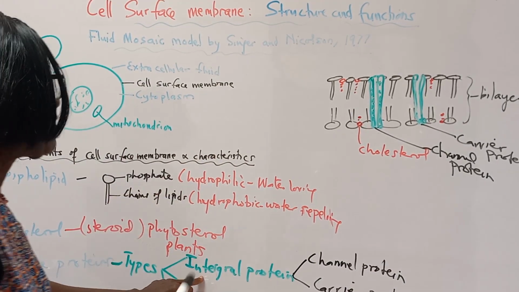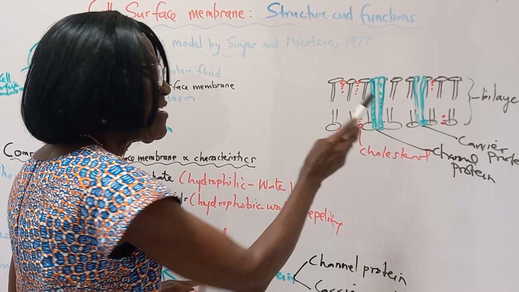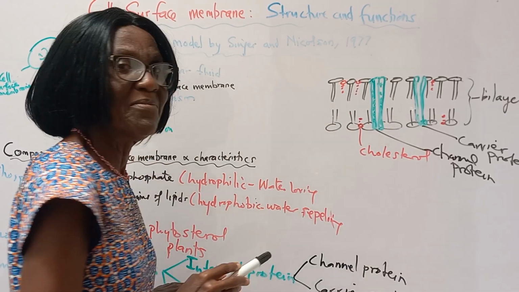That is integral proteins. The integral proteins span the length of the membrane, they are fibrous, and they are permanently embedded in the membrane.